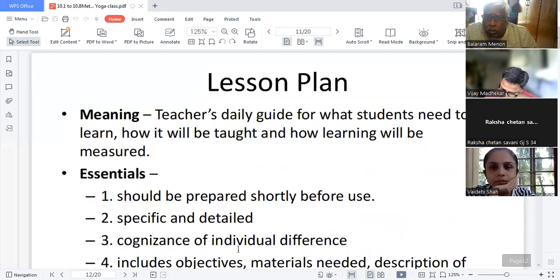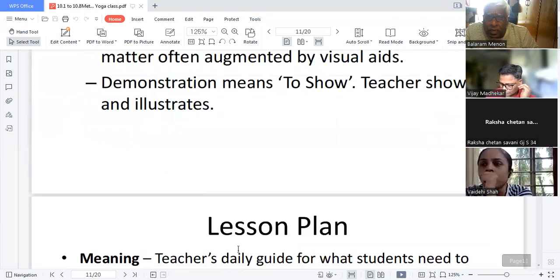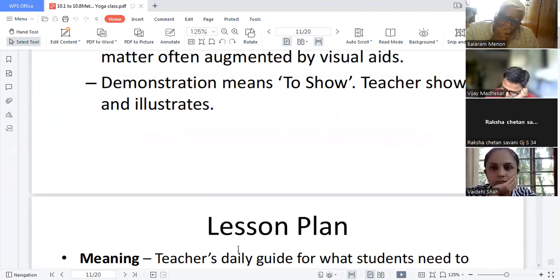Which you teach, show. The teacher should show and illustrate. Demonstration is in the practical and lecture is on the theoretical part. Now, a lecture may say, let me take Bhujangasana. If I say Bhujangasana, I simultaneously give the demonstrator before me.